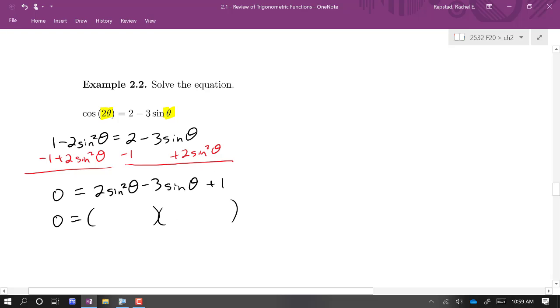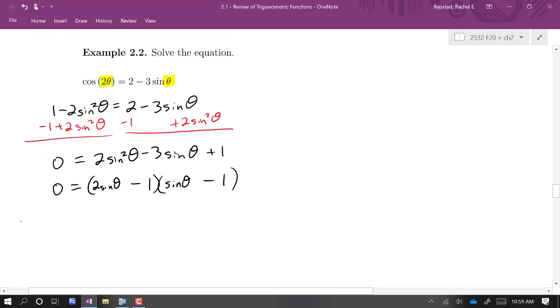If it factors, we're going to need a 2 sine theta and a sine theta. The product has to be a positive 1. So I know it's either plus 1 or minus 1 for those last terms. And in the middle, it's a negative 3 sine theta. So a negative 1 will work. So now I have this product set equal to 0, which means I can set each of the factors equal to 0.